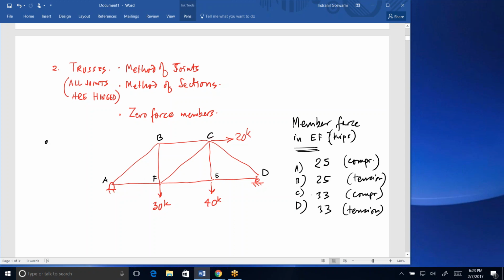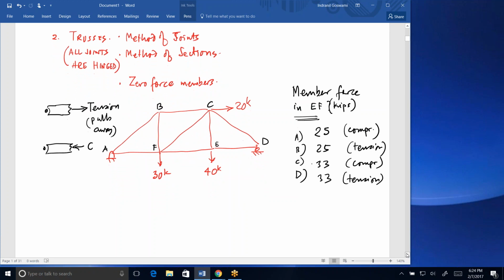A tension member, so if this is a joint and there is a member framing into it, then a tension force would always be pulling on the joint, pulls away, and a compression force would basically push in, right? So typically, I don't know about you, but I've always been used to just starting out with members designated as tension, draw them in as pulling away from the joint, and then if the algebra gives me a negative value, then so be it. That means it's compression, right?